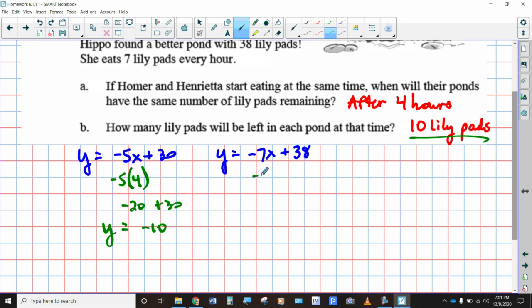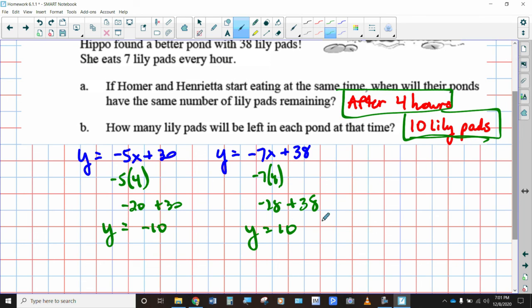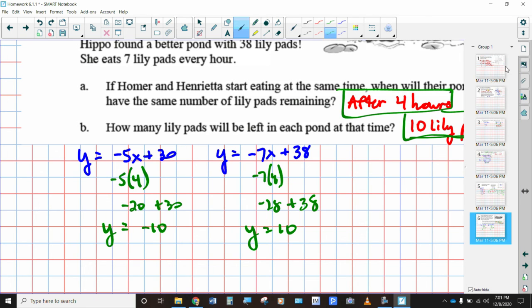And here, negative 7 times 4 is negative 28. And negative 28 plus 38 means y is equal to 10. So that confirms our answers. In 4 hours, there will be only 10 lily pads left for our 2 hungry hippos.